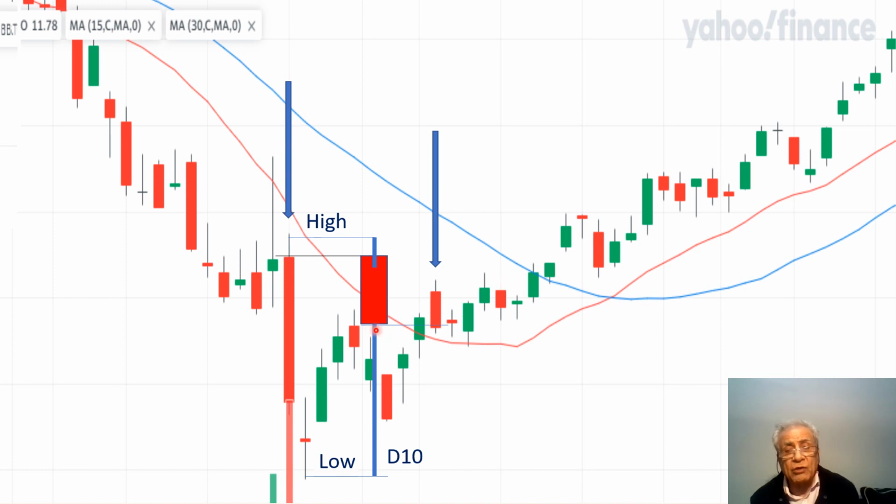So in order to enter the market, we use a candle that closes higher than the close price of this candle, which is this one. So we enter the market right here and we get the benefit of all this long uptrend.